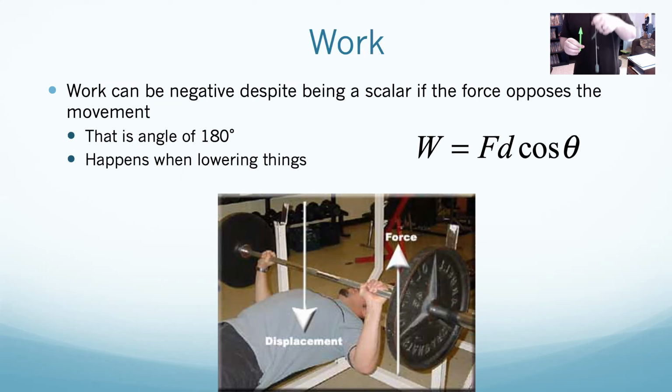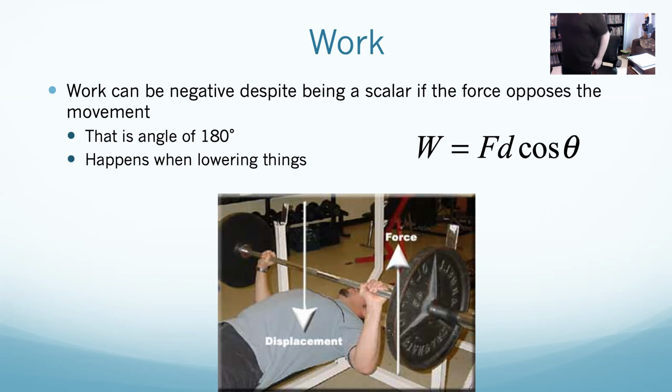If I lower this down, I'm still applying a force up, a smaller one, but I'm still pulling up with the string. If I was applying a force down, I'd have to be yanking it downwards. So even if I lower it down, I'm applying a force upwards while its displacement is downwards. That means there's a 180 degree angle between force and displacement. That means work is negative.